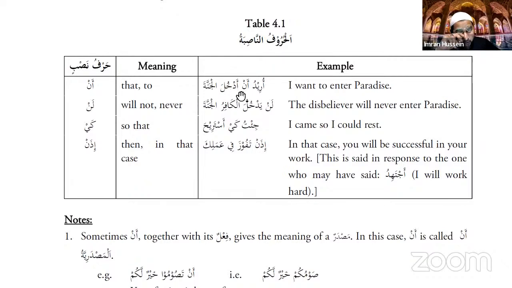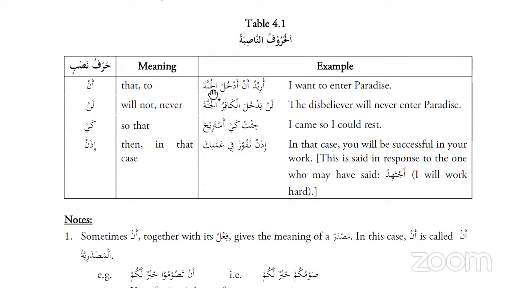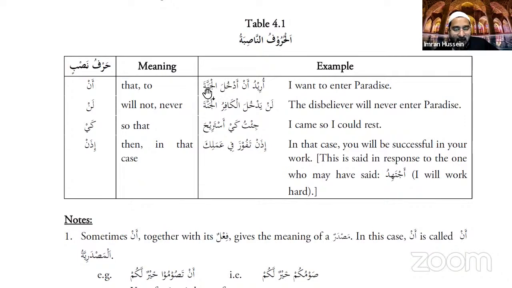For example, in English, when I say I want to leave or I want to go, it gives that meaning across. And you will find that the person who is speaking, uridu, I am speaking, the verb which will come after an will come in the same format, because I'm talking about myself. Uridu an adkhula al-jannata. I want to enter paradise.